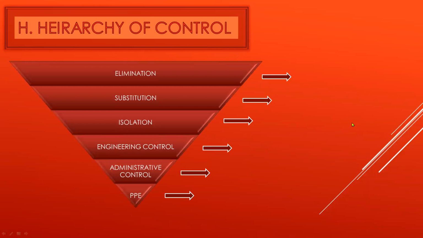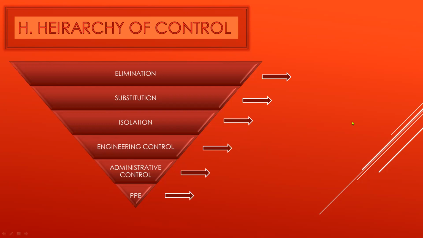To start with, let us first start with the hierarchy of control, which starts first with the elimination process, followed by the substitution, then isolation, engineering control, administrative control, down to the lowest level, personal protective equipment. In this given inverted pyramid, first, let's talk about the elimination process.